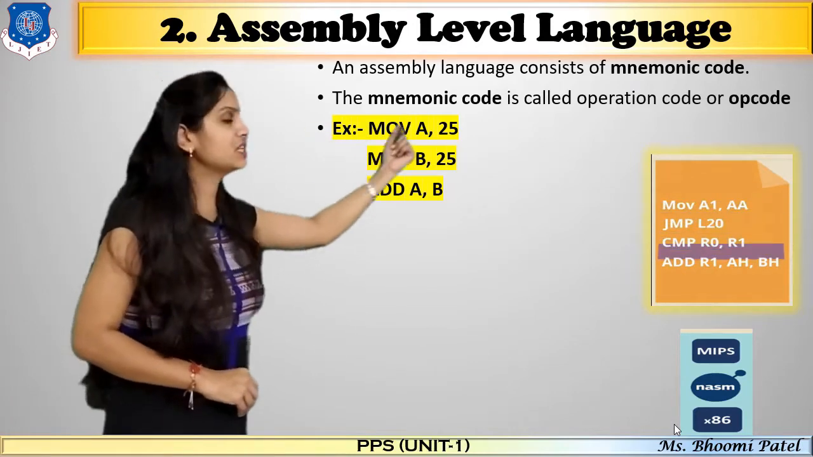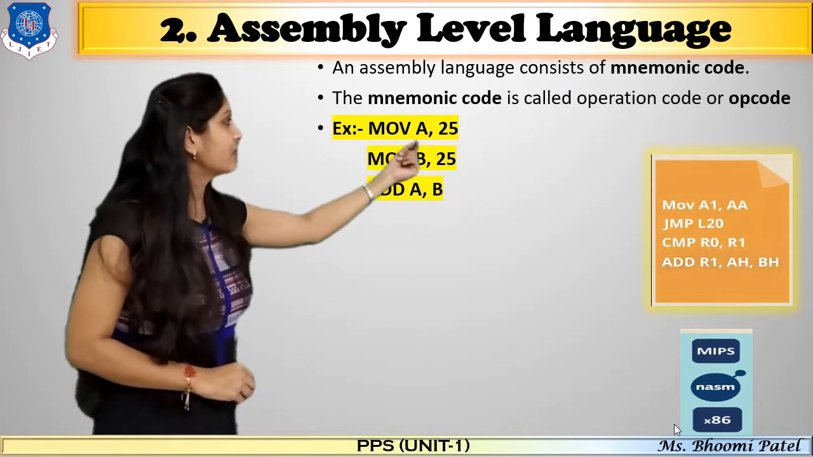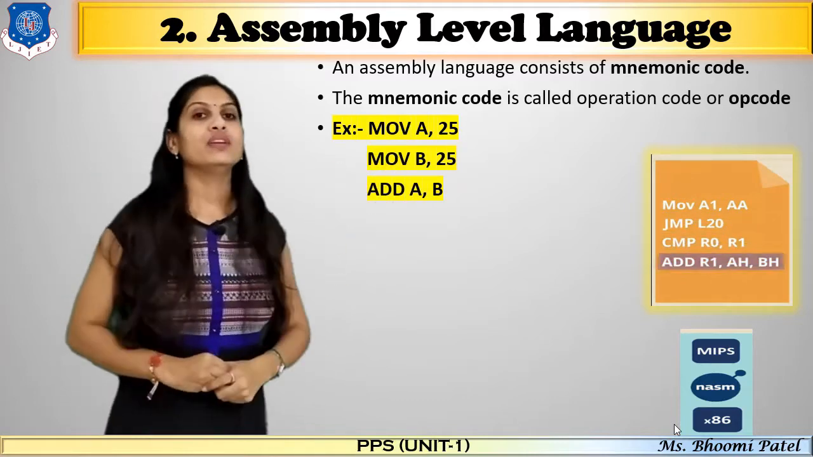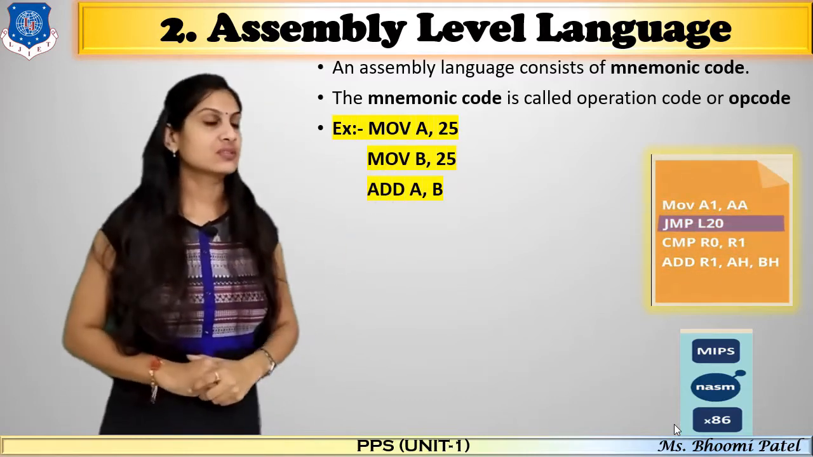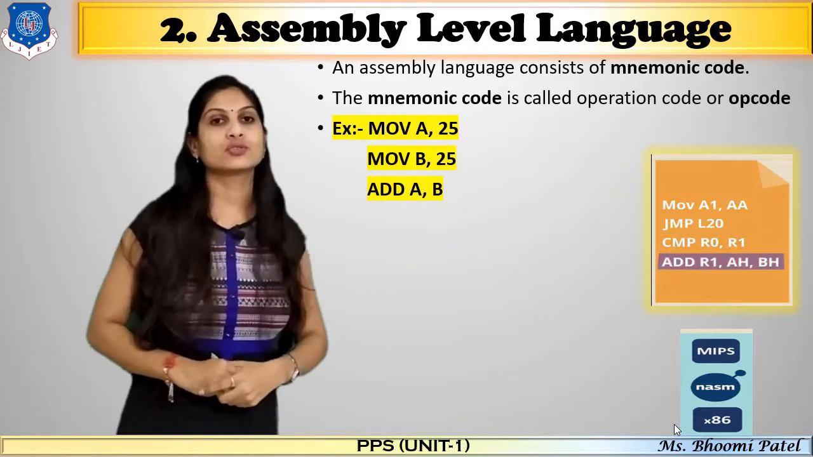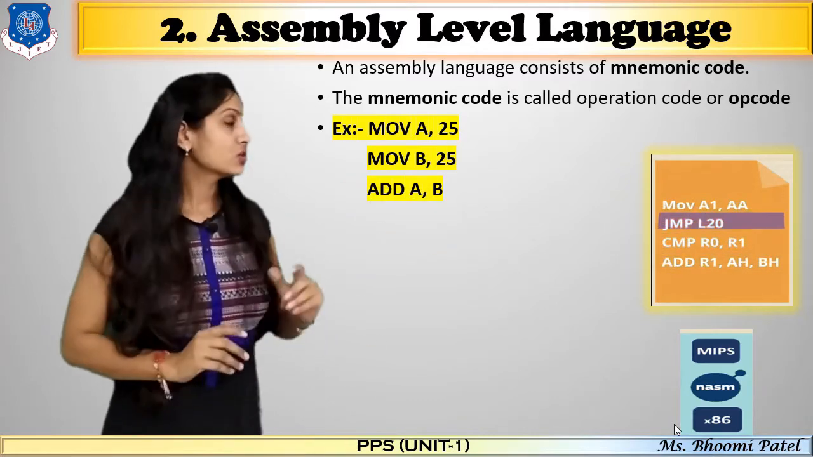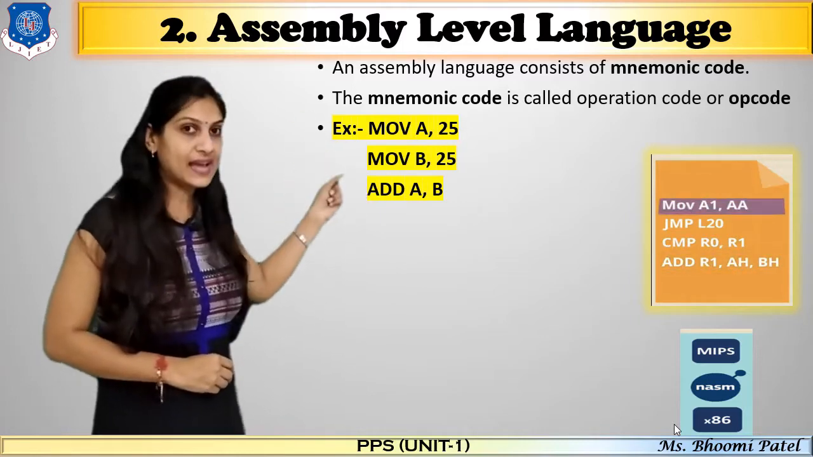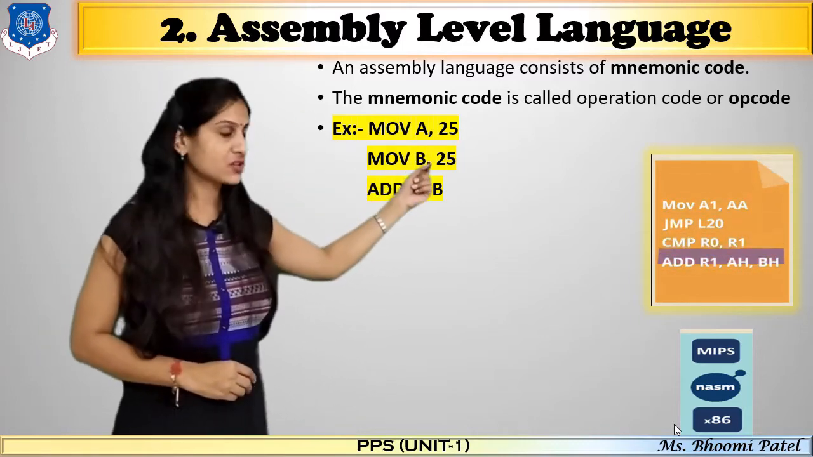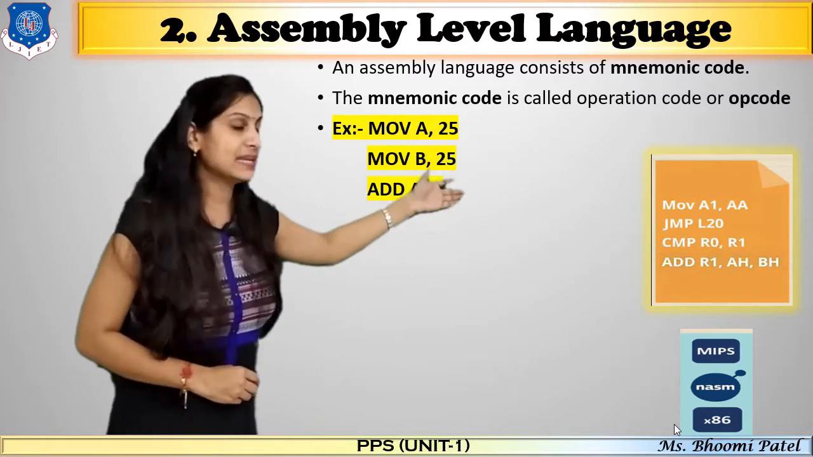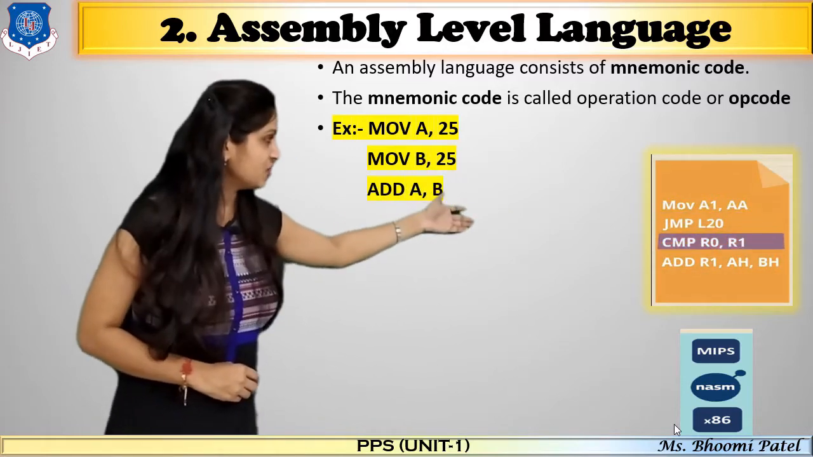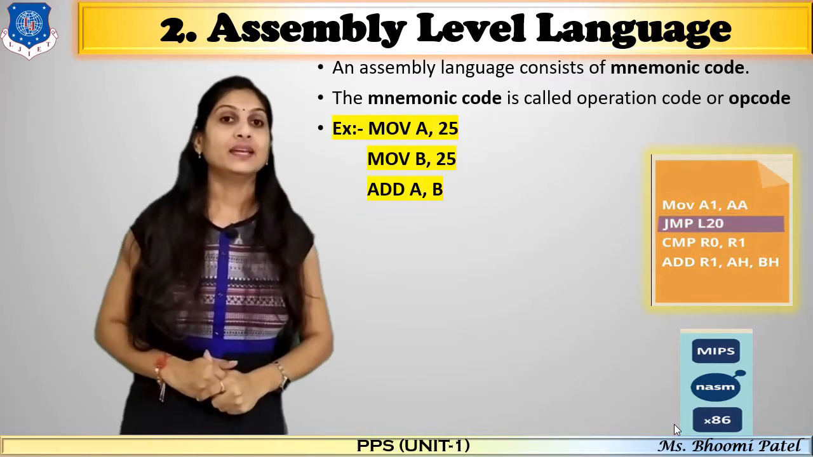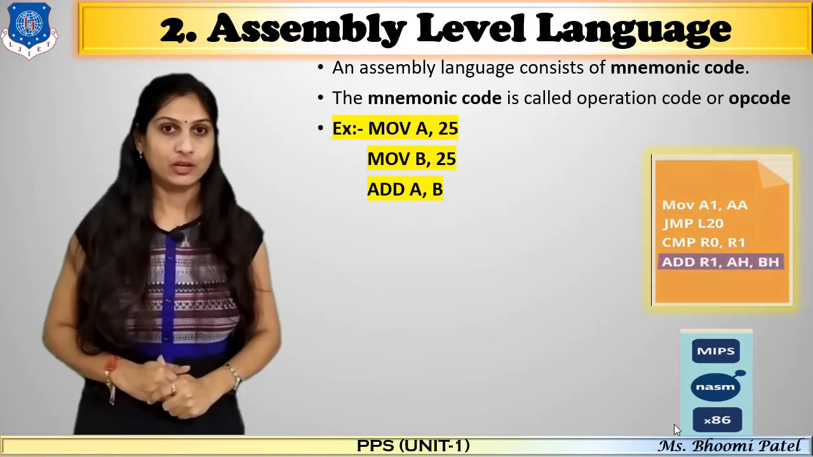Say move B, 25 means the value 25 is moved into register B, and then we apply the add instruction to perform the addition of these two, A comma B. So there are so many opcodes: move, add, SUB that is subtraction, as shown in the figure, CMP for comparison, JMP for jump. So many opcodes are there in an assembly level language.